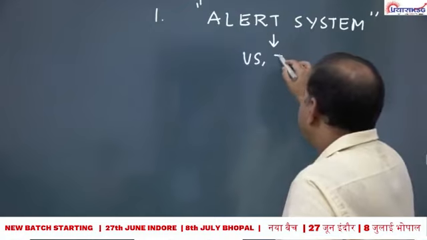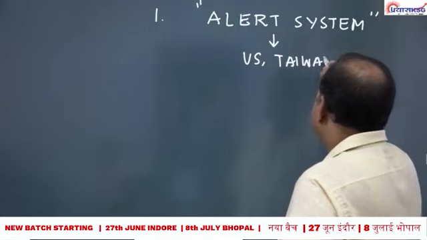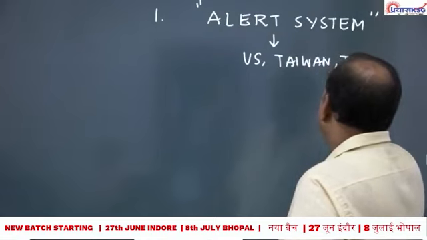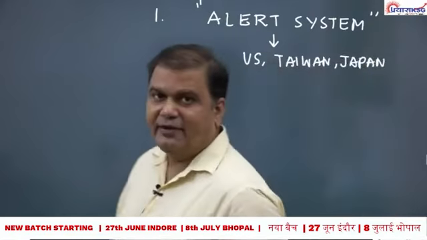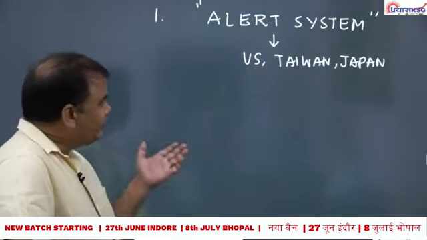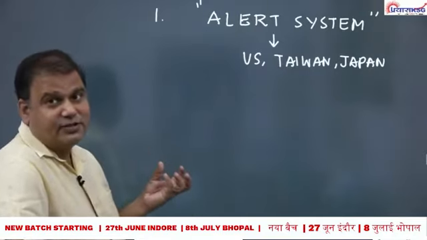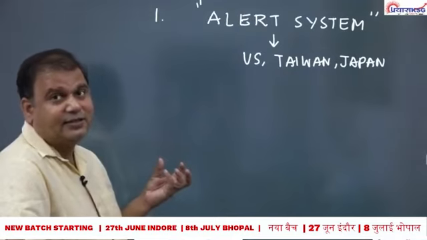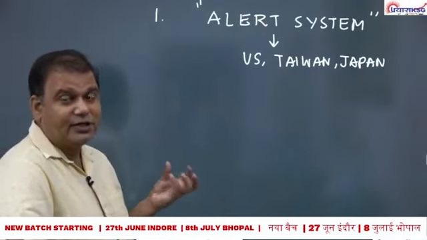Which is successfully working in countries like the US, Taiwan, and Japan. And what have they done? They have established a dense network of small observatories in high risk areas, and this measures the time when P waves or primary waves occur.